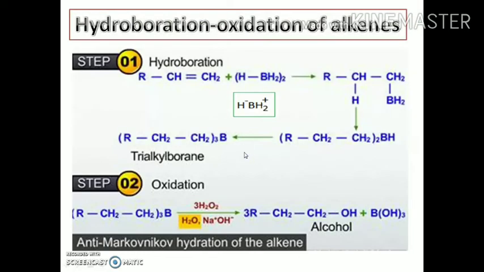In the next case, if we are talking about the indirect hydration of alkenes, the first is hydroboration. Hydroboration involves the electrophilic addition of borane. Borane has the formula B2H6, and it has H- and BH2+ ions, and it follows the anti-Markovnikov rule. According to the anti-Markovnikov rule, the H- ion goes to the carbon with the lesser number of hydrogen atoms and the BH2+ ion goes to the carbon with the higher number of hydrogen atoms.